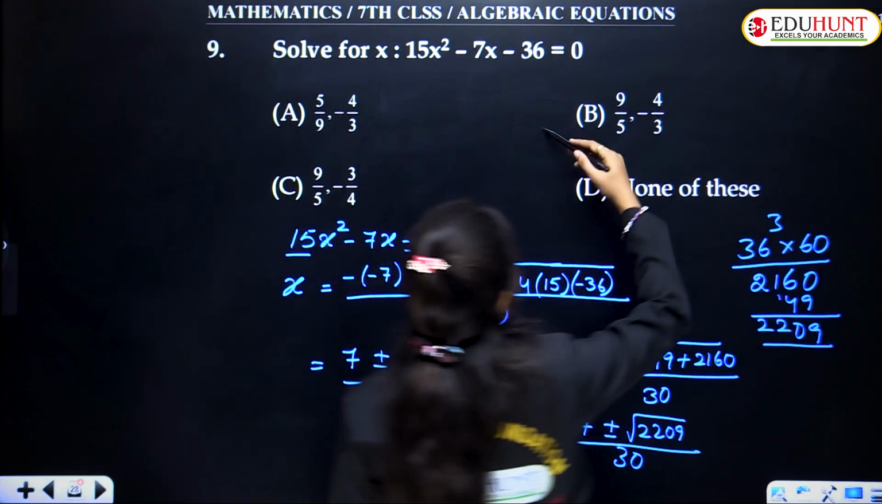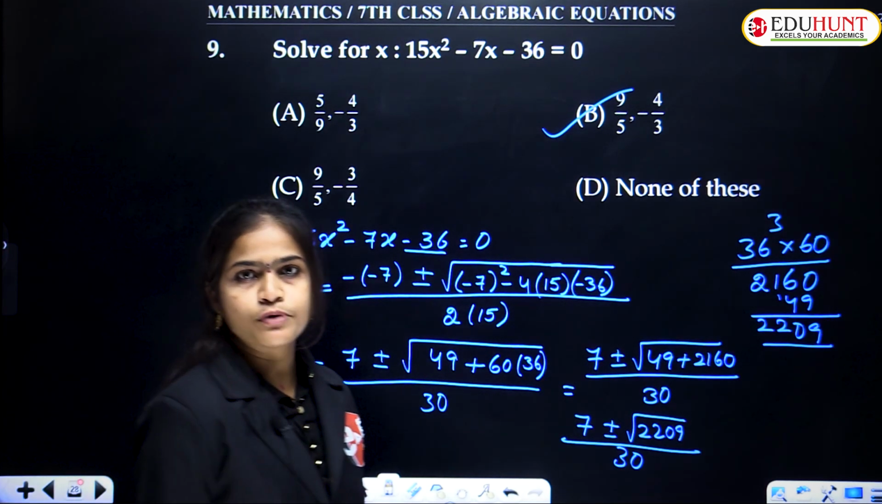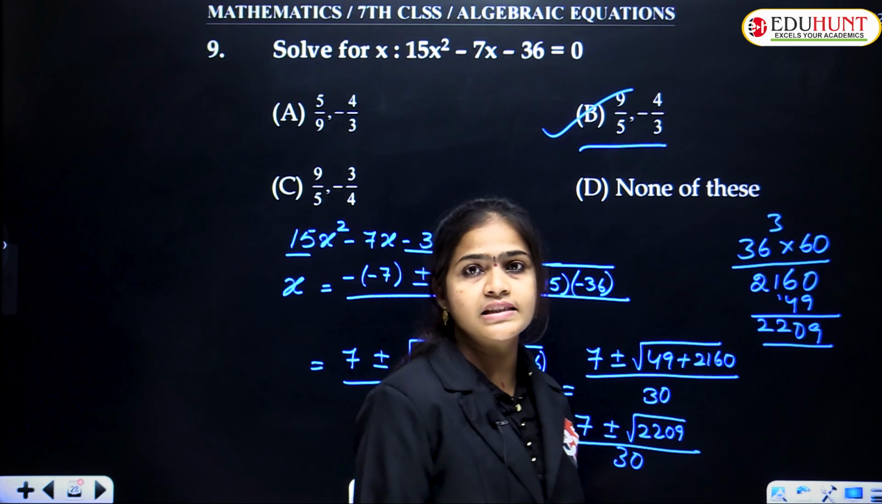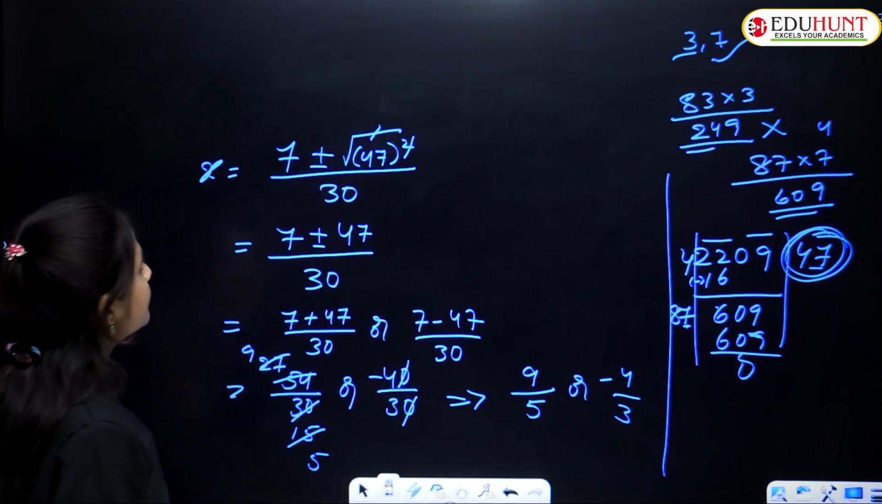9 by 5, minus 4 by 3. So which option is correct here? Yes, option B is correct. Understand, children? So let us see the next question, the 10th one.